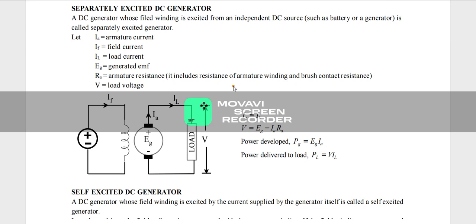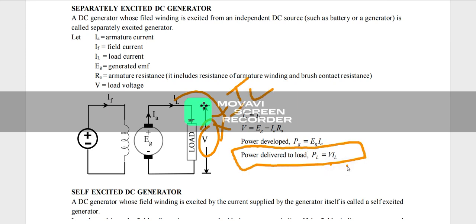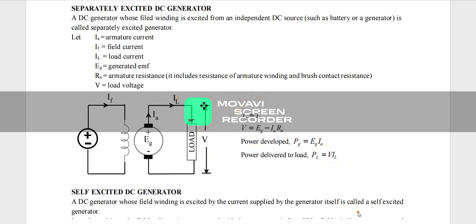Then what is the power delivered to load? This is our load, right? So applying power is voltage into current, the output voltage is V and the output current is IL. So what will be the value of power delivered to load? V into IL. So these are the four equations we have to remember in each of the DC machines, DC generators. Okay. So next we will be moving on.